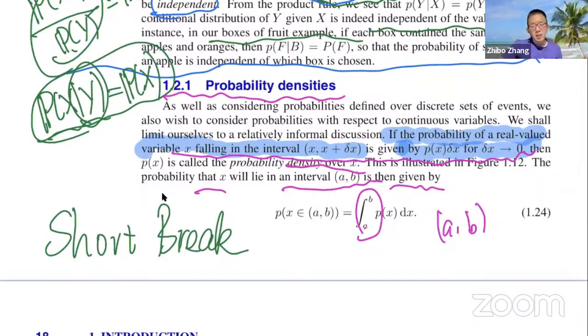The idea is that if you take a very fine grained interval, very, very small, as small as something very close to 0, then the probability of this random variable falling in this interval is defined by the area, the width times height. Then p(x) is called the probability density over x. So that's the definition here.